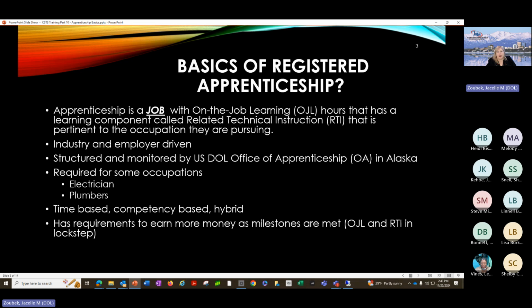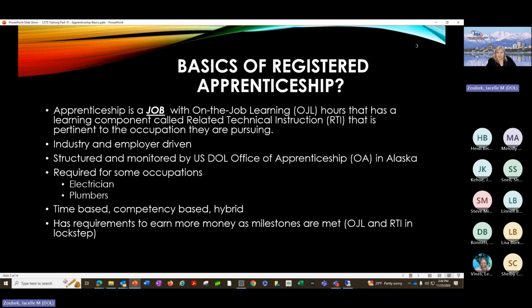It is industry and employer driven, structured and monitored by USDOL Office of Apprenticeship. In Alaska, we're what they call an OA state. We are monitored by USDOL. We do have our own representatives in Alaska. So many times with federal agencies, we have a West Coast representative that lives in Washington or Oregon. Ours actually live and work in Alaska, in Anchorage, and they operate throughout the entire state.